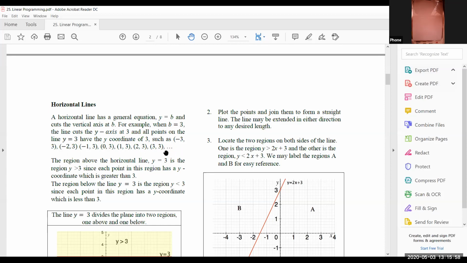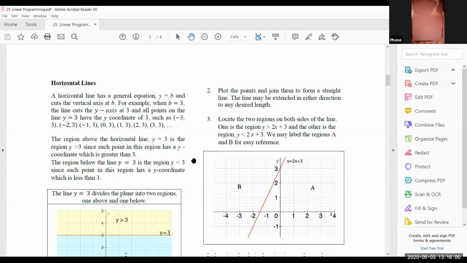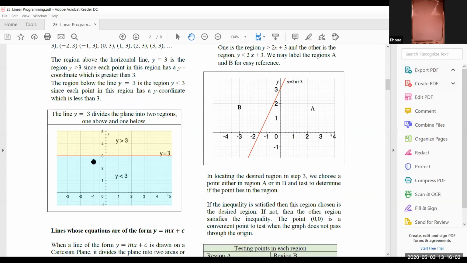The y coordinate in this case is 3. So let me put it into context for you all. As you all can see, we have 1, 2, 3, 4, 5, and 3 is on the y-axis here. So we draw the line over here, a horizontal line, y is equal to 3.